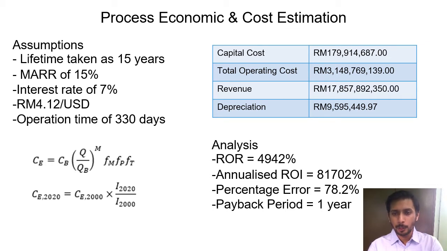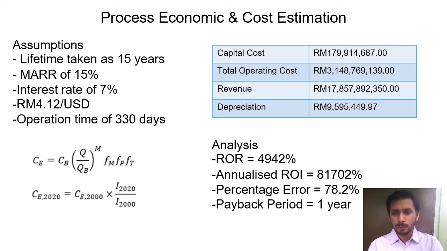Now moving on to operating costs. In operating costs, we have about three categories. One is fixed operating costs. This is the labor, so you have supervision, labor, maintenance, and so on. Next up, we have the variable operating costs. This is where we have the raw materials, utilities, and so on. And finally, we have some general expenses associated with this, like administration and marketing.